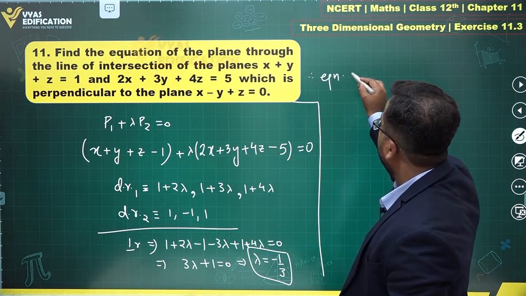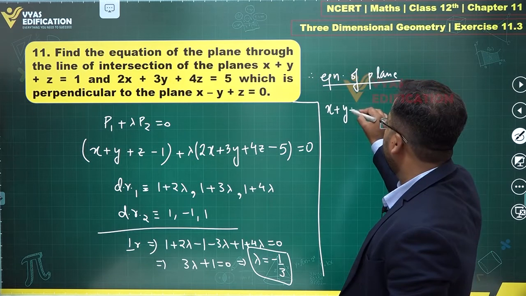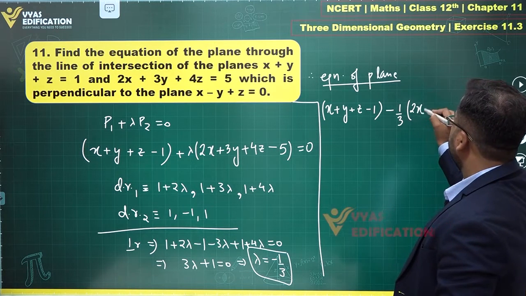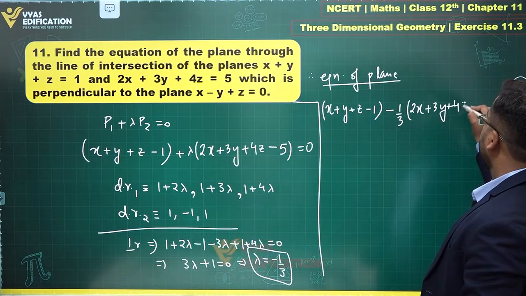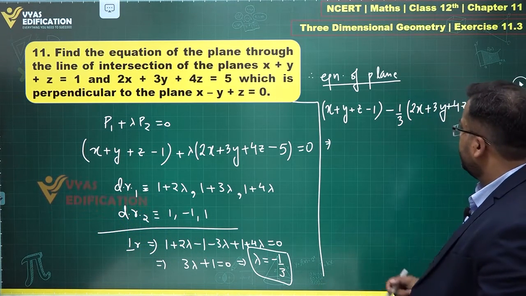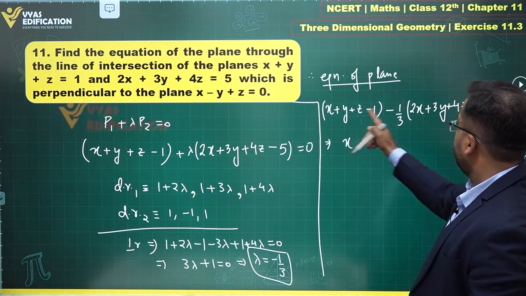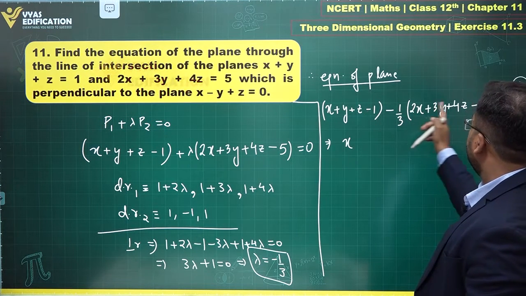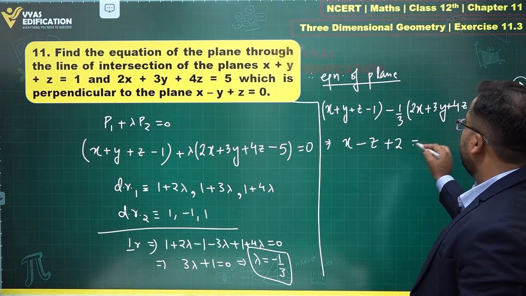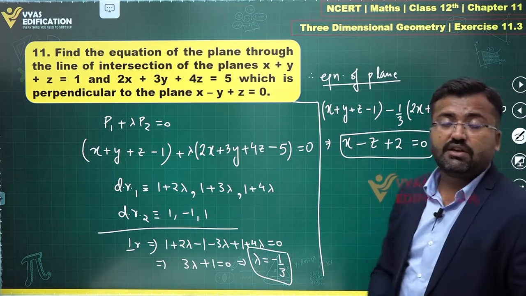Therefore, equation of plane will be x plus y plus z minus 1 and lambda is minus 1 by 3, 2x plus 3y plus 4z minus 5 is equal to 0. You multiply by 3 and you are good to solve. This becomes 3x, 3y, 3z minus 3 minus 2x. 3x minus 2x will be x. 3y minus 3y will be 0. 3z minus 4z will be minus z. Minus 3 and 5 will be 2 equals 0. This is the required equation of this particular plane in this 11th question, as you can see over here.